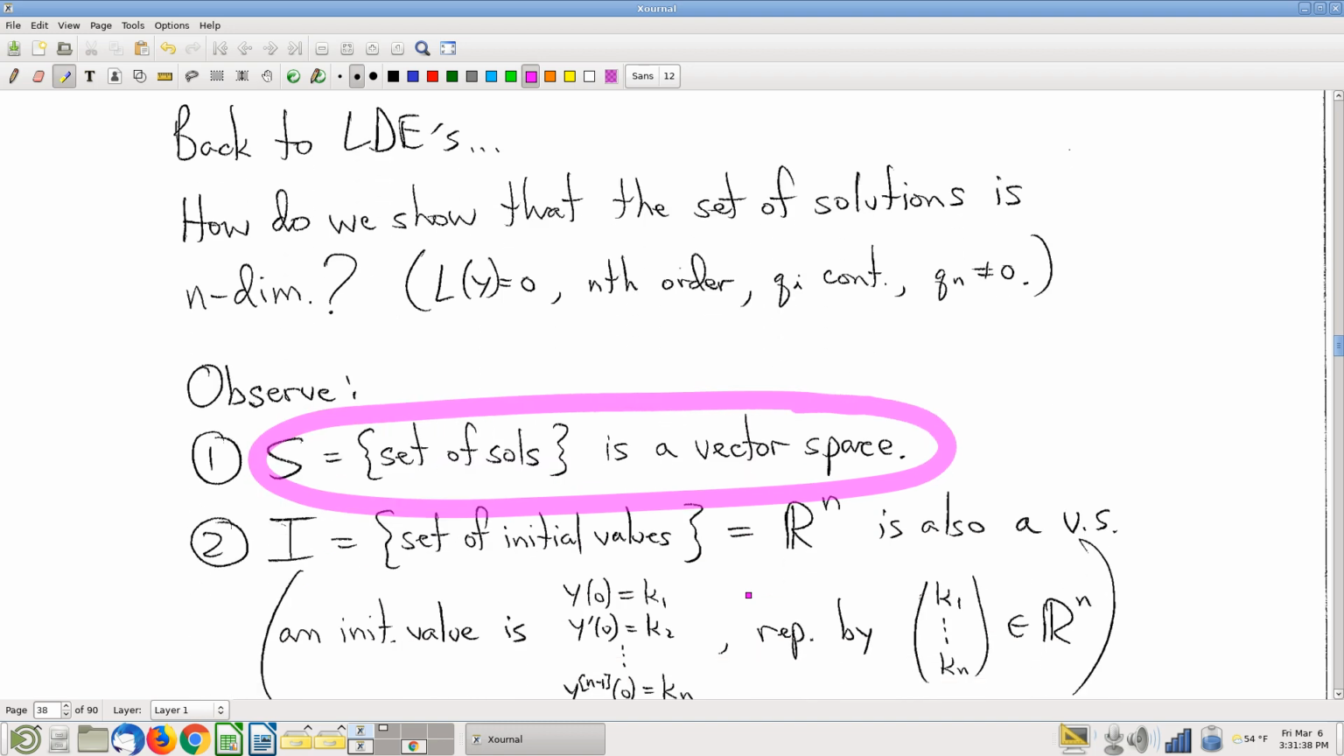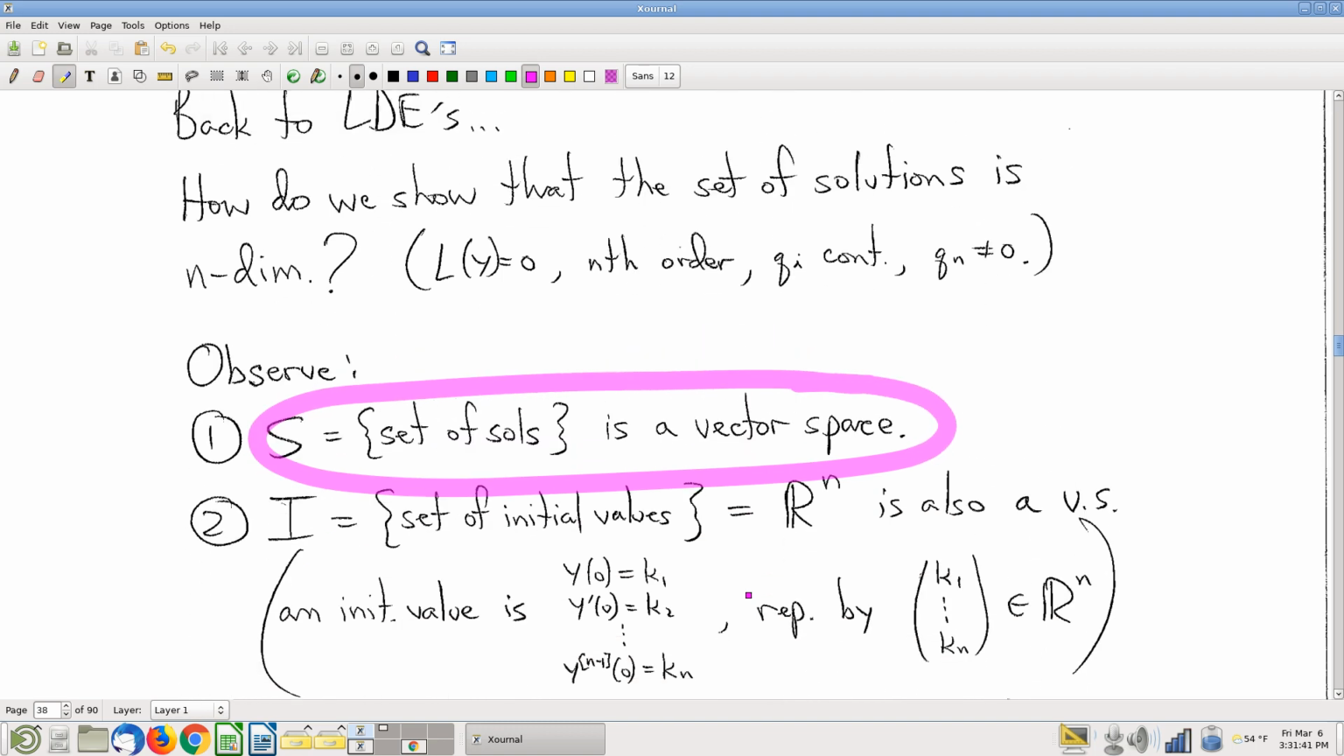Next observation. Now this one's a little bit silly seeming, but the set of initial values. Remember what an initial value is. An initial value is some choice for what is y of 0, y prime of 0, y double prime of 0, et cetera, all the way down to the n minus 1th derivative. We talked about why we call these initial values. We call them initial values because a prescription of what we're calling here initial values gives you an existence and uniqueness theorem, right? That with an initial value, there is exactly one solution to the differential equation.